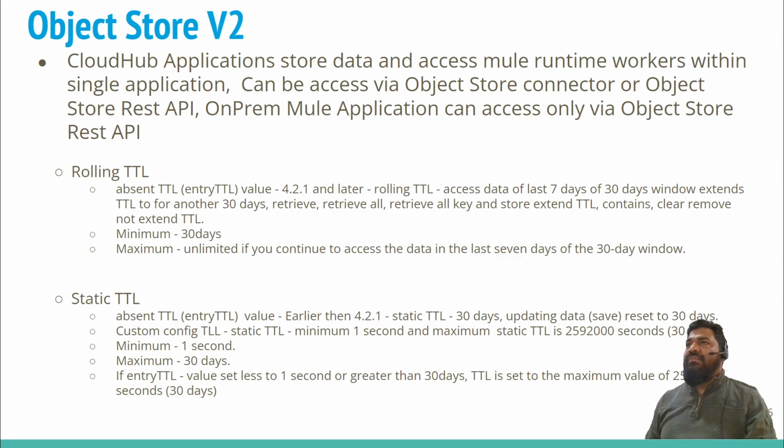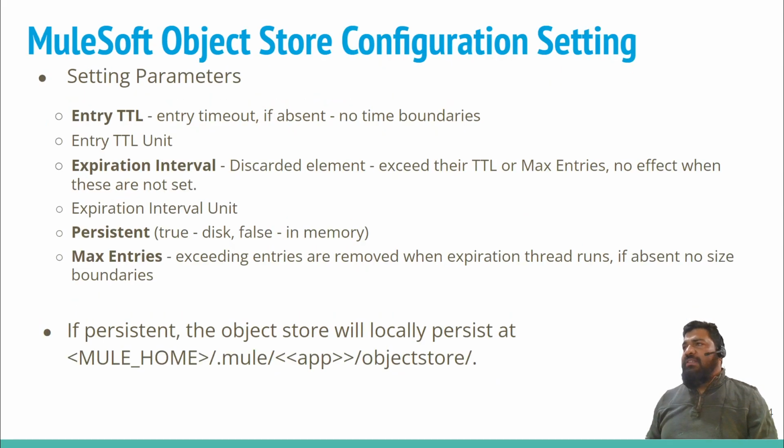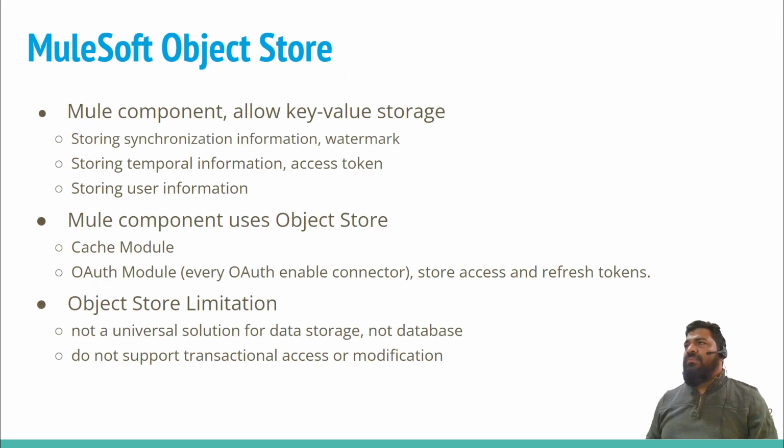In part 3 we have object store v2. Let me explain why object store v2 comes into the picture, as per my understanding. As you know, we have different deployment strategies. We are deploying our application in CloudHub, in on-premises, or in RTF.